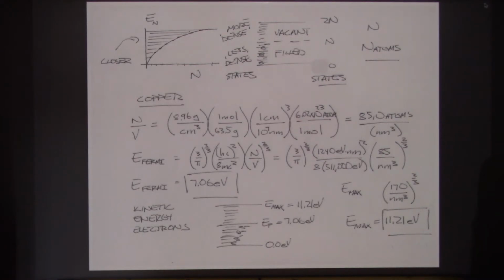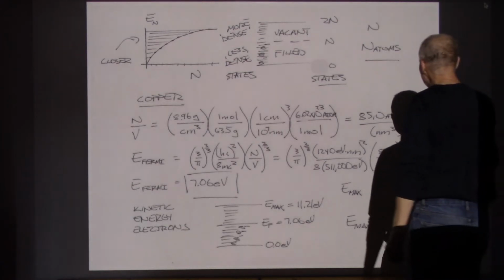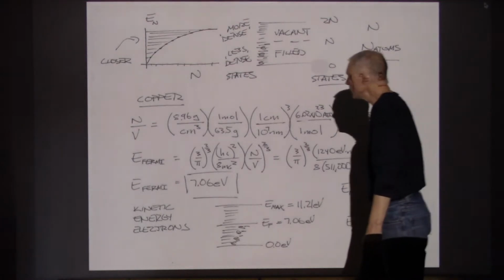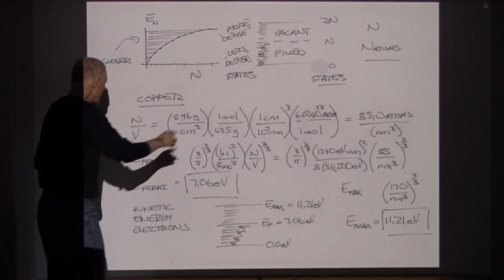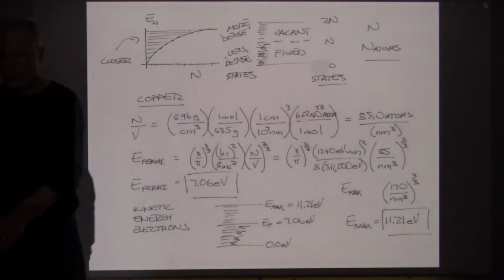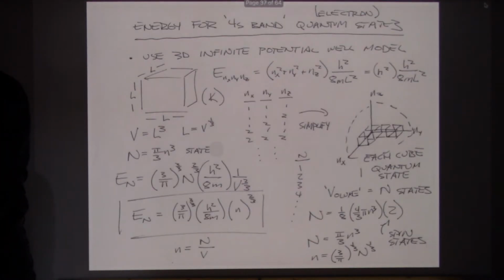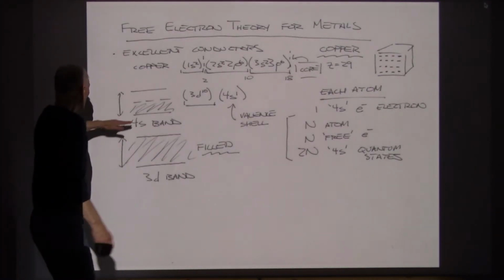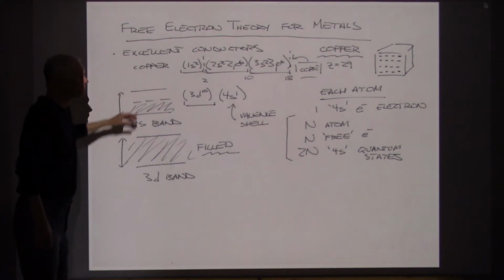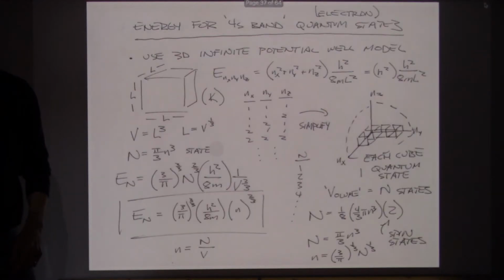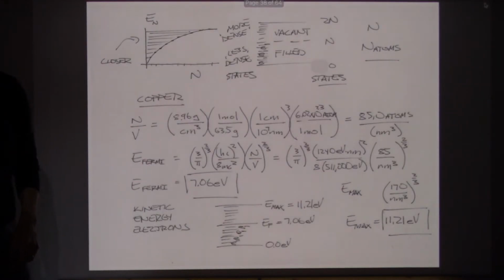I can imagine 85 atoms. So every cubic nanometer of copper has 85 atoms in it. Now what we can do is take that number and use it to calculate the Fermi energy. If you remember, the Fermi energy had to do with the energy at which we have run out of electrons. So it's the boundary between where the states are filled and where they're no longer filled.